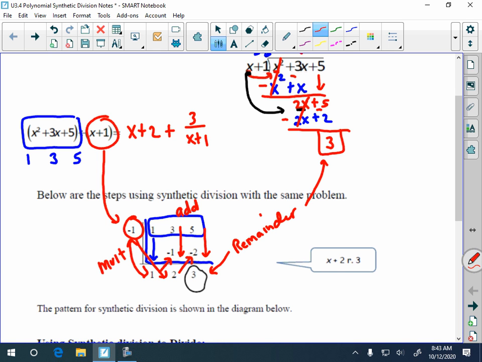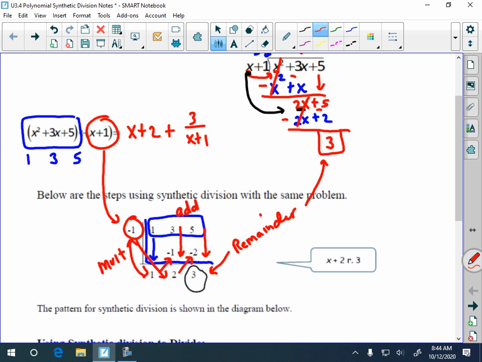Long division, you can use long division on any type of division of polynomials. It doesn't matter what you're dividing by. It could be any exponent, coefficients in front. We use synthetic as a shortcut only if we're dividing by a binomial and it's an x to the first power. Right, so the x plus 1, because it's x to the first and it's plus or minus a number, this is how we can use synthetic.